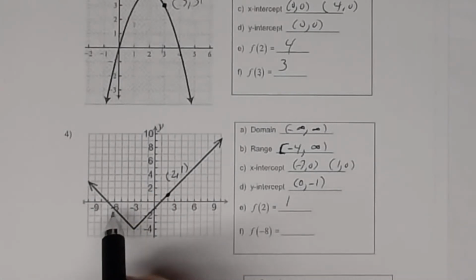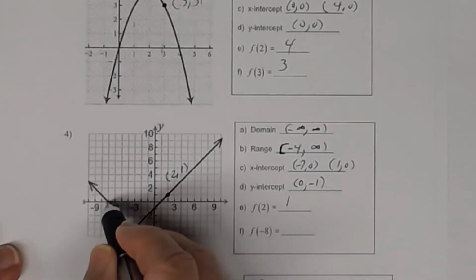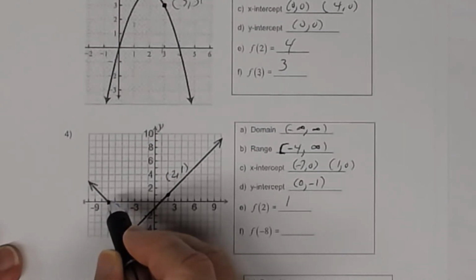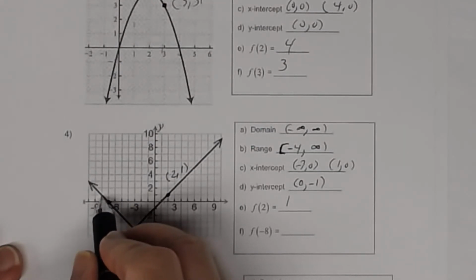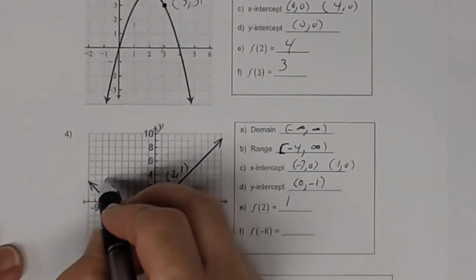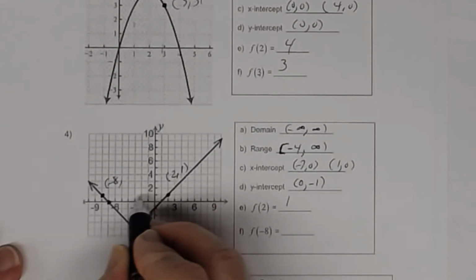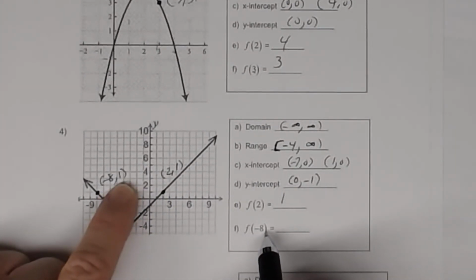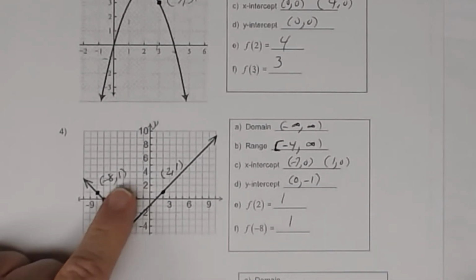F of negative 8, that's right here. So when x is negative 8, that's right here. Label that point. I'm sorry, that's negative 7, excuse me. So f of negative 8 is right here. So there's where negative 8 is. So that's going to be the point negative 8, comma 1, right? So when x is negative 8, what's that y value? The y value is 1.